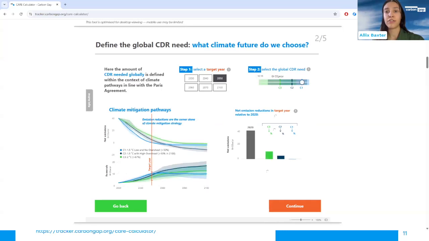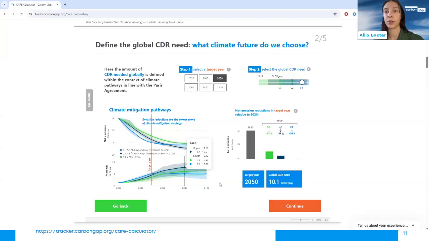So this page is about defining the global CDR need within the context of the possible climate pathways that are aligned with the Paris Agreement. On the left, this figure shows summary data for climate model scenarios that are modeled for the C1, C2, and C3 pathways. And you can see these pathways have a different level and timing of net emissions reductions shown on the top, and also how they deploy CDR shown on the bottom here.